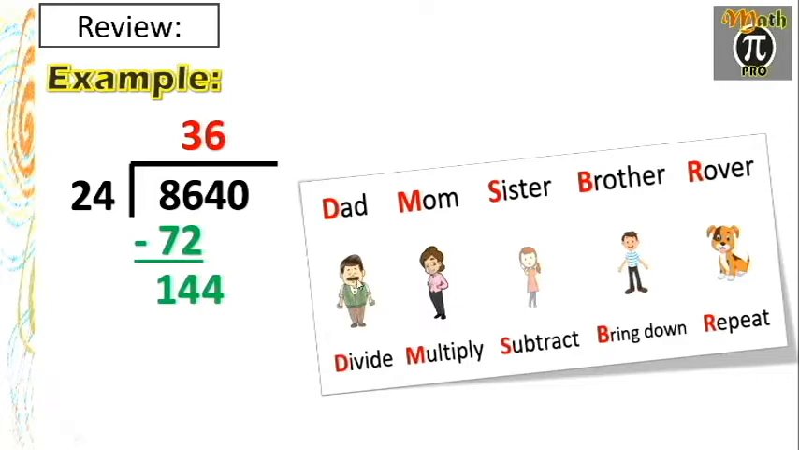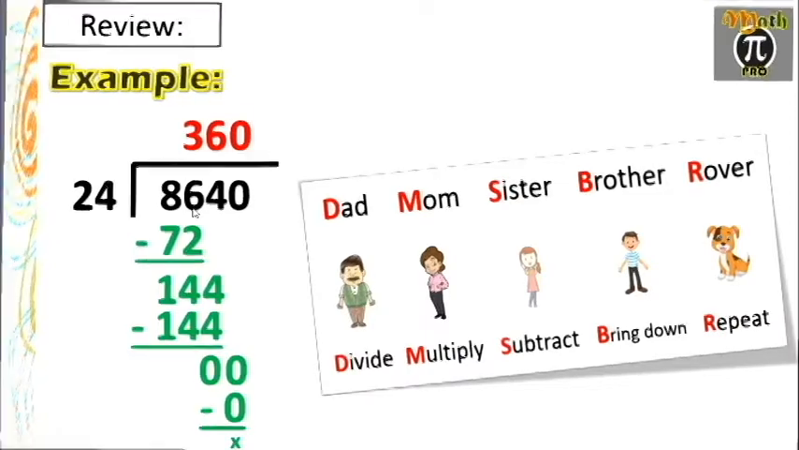So we divide again, we multiply again, we subtract, we bring down, then repeat the process until there is no more number to be brought down. And the quotient of 8,640 divided by 24 is 360.